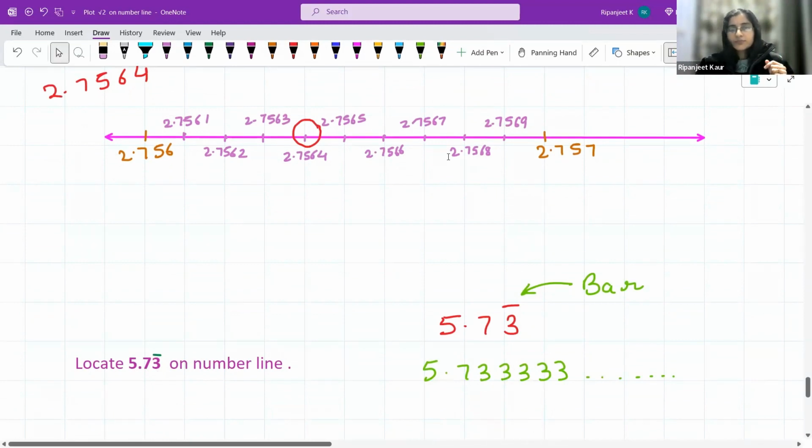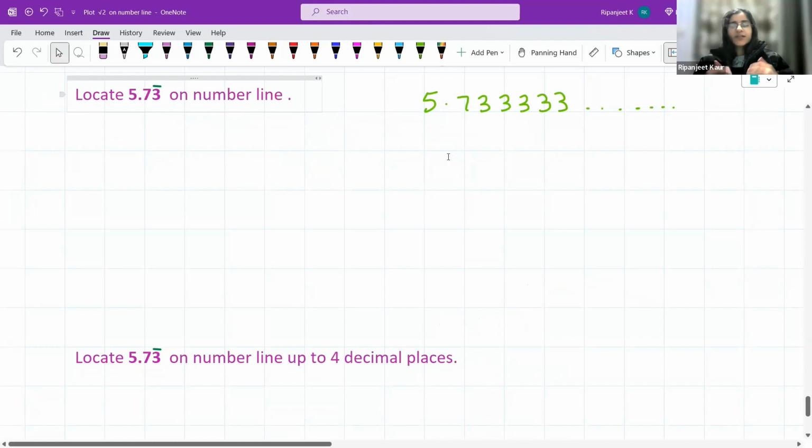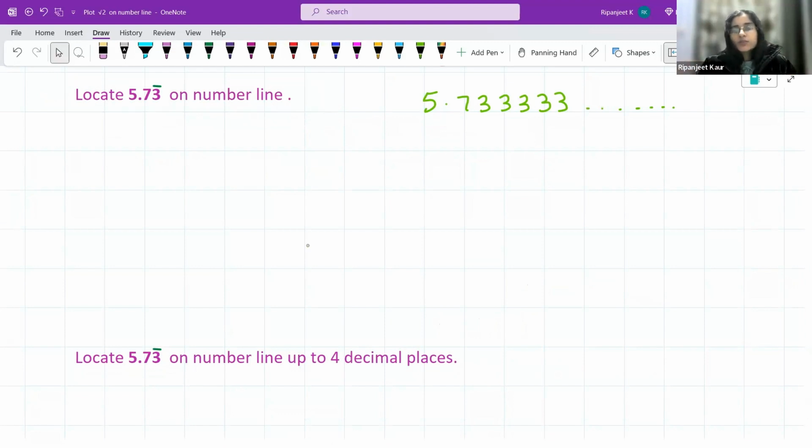So what is the way if a question like this is given? Well, there is a way, and that way is representing it like this. The question says locate this number on the number line up to 4 decimal places, up to 5 decimal places, or up to 7 decimal places, right? So if we are told to locate it up to 4 decimal places, that means we have to write 5.7333. 4 places are done. That's all. For 6 decimal places, then add 2 more 3s, right?